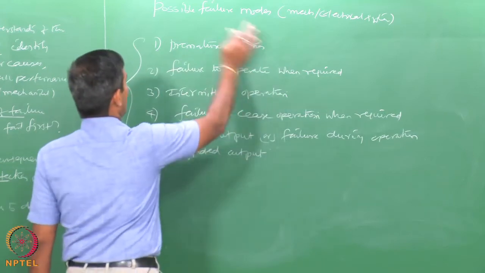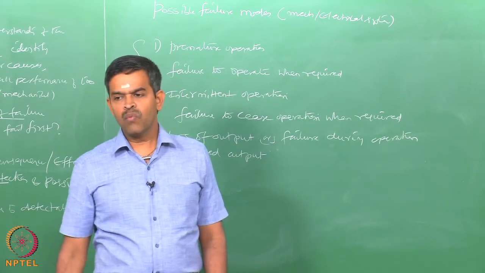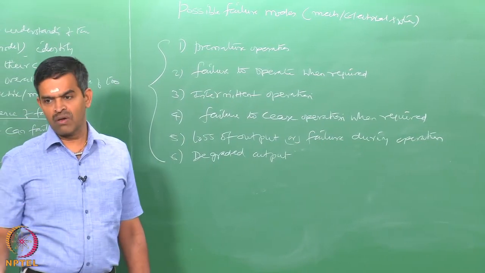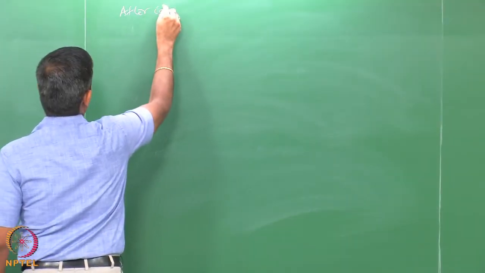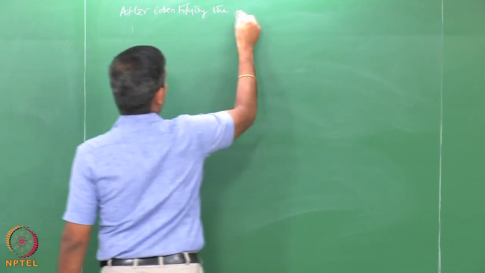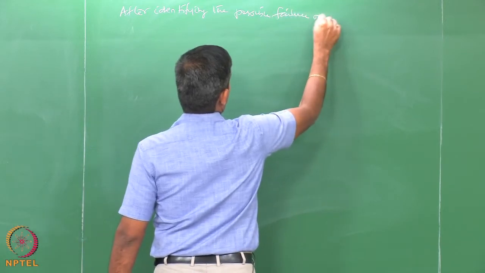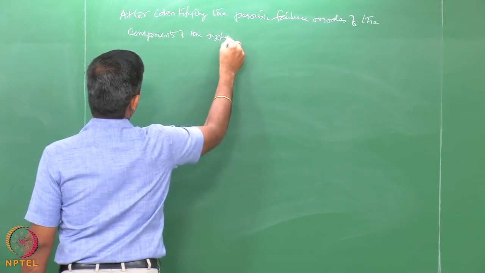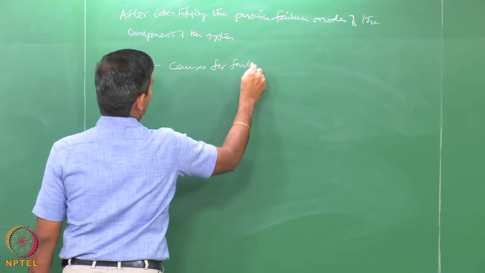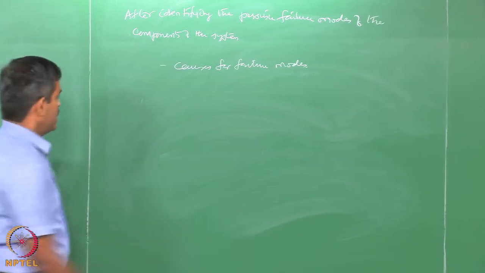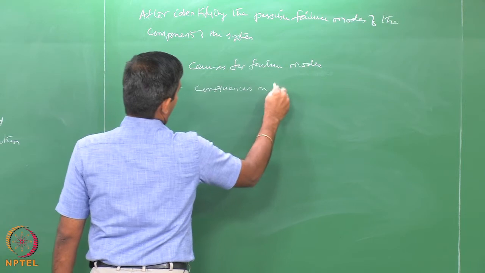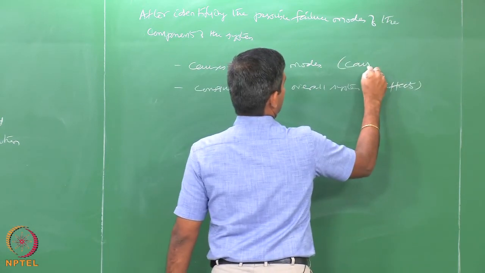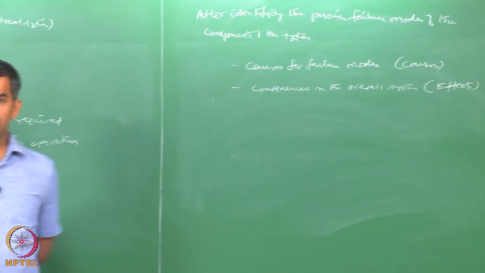Now, after identifying all the possible failure modes in a given mechanical or electrical system, then one should also look at what are the possible causes, the reasons for these kind of failure modes to happen, and if they happen, what would be the effects or the consequences on the overall system. So, after identifying the possible failure modes of the components of the system, then one should look for what are the causes for such failure modes, and if they fail, what would be the consequences on the overall system, what we call as effects. So, this is what we call as causes. So, one should now look at the possible causes and consequences.